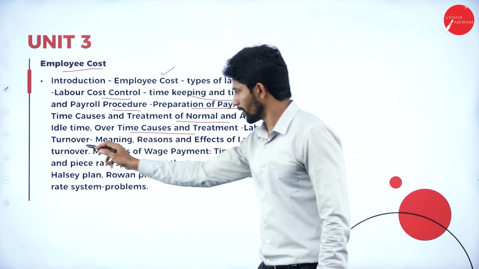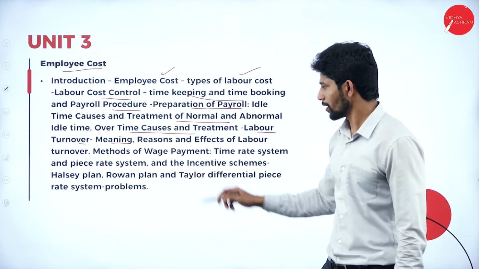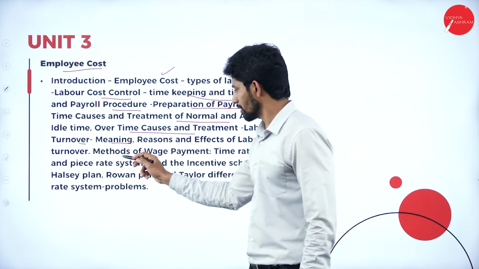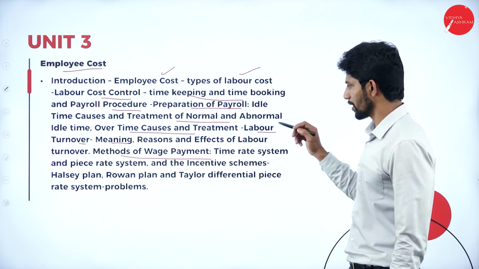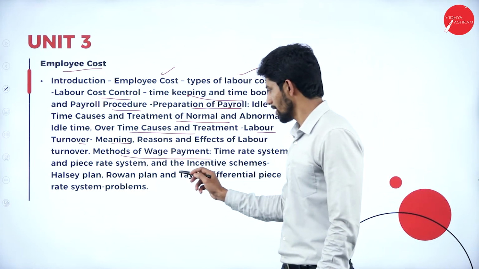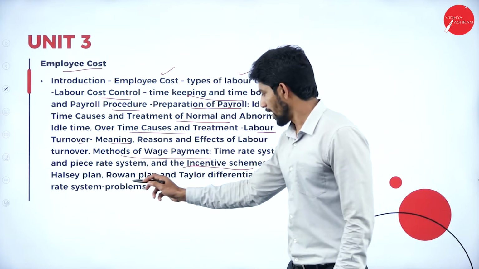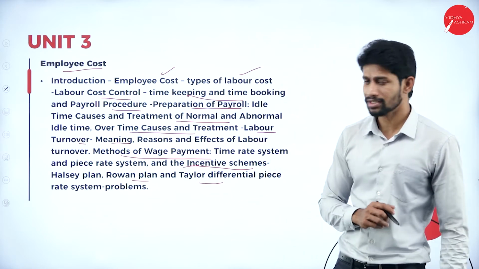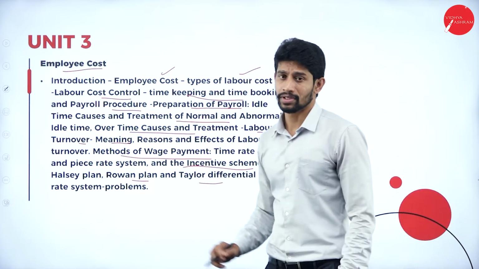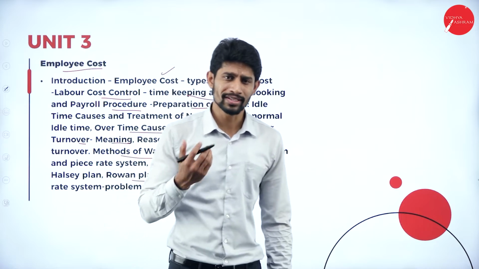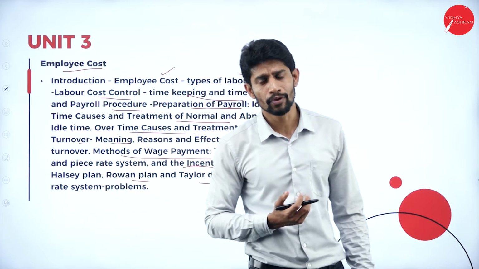Next, labor turnover: meaning of labor turnover, reasons and effects of labor turnover, and methods of wage payment, time rate system and piece rate system, and incentive schemes, Halsey plan, Rowan plan, Taylor differential piece rate system problems. Yes, in this unit, we are going to study about employee cost. So what is employee cost, how we make the payment to the employees and all.